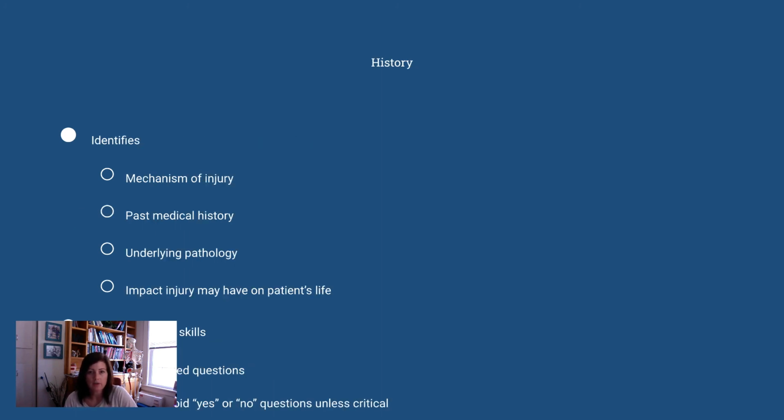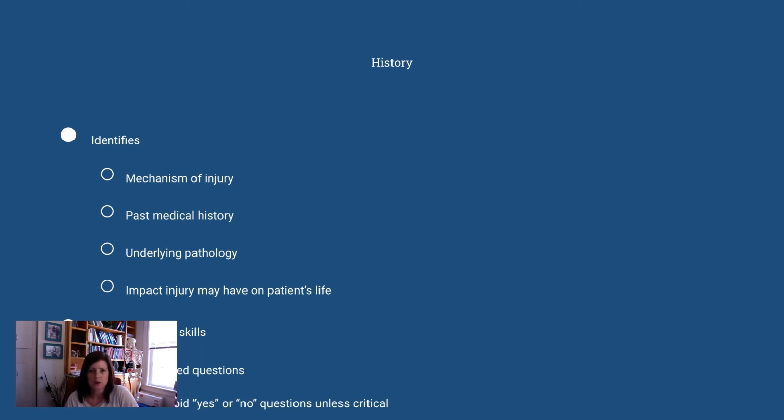In terms of history, history is going to be really important because this is how you're going to identify the mechanism of injury, any sort of past medical history that's relevant to your patient, possibly any underlying pathology. So maybe if the patient's had an injury affecting this body area or even another body area in the past, that could create a pervasive or chronic weakness that is now translated to a different injury. So don't always assume that something's unrelated.